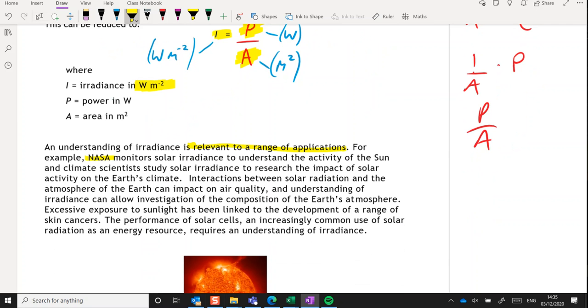For example, the sun gives out light and heat, and we want to keep an eye on the intensity, the irradiance of that.